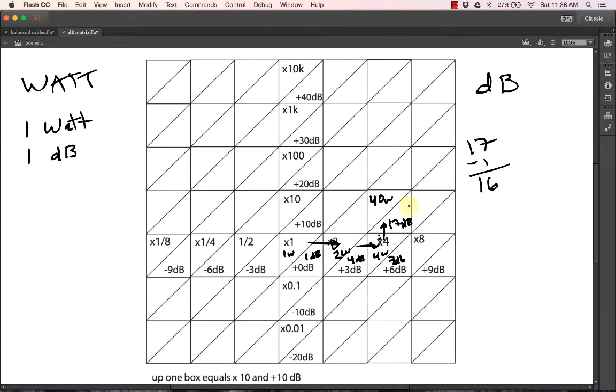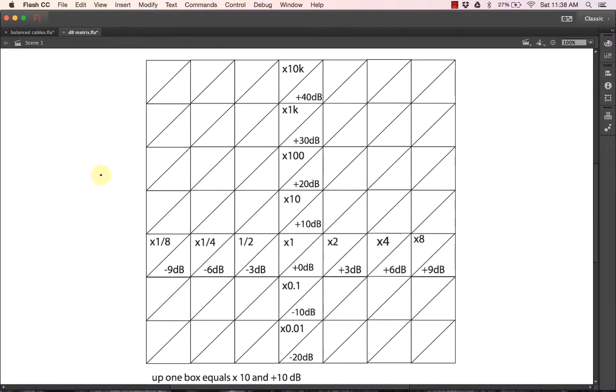Okay, let's try this again. Let's just select all, delete. So what if I have a 40 watt amplifier? That's the maximum watts it can put out. Let's say my guitar signal coming into the amplifier is 1 watt. 1 watt is going into the amp, and then 40 watts is coming out.